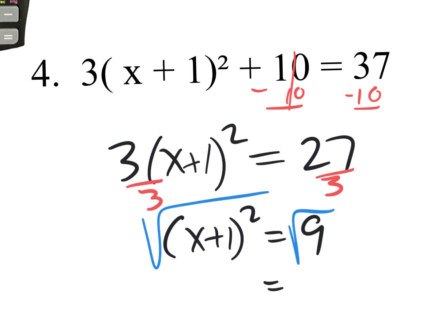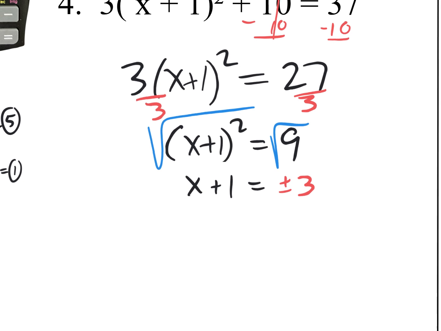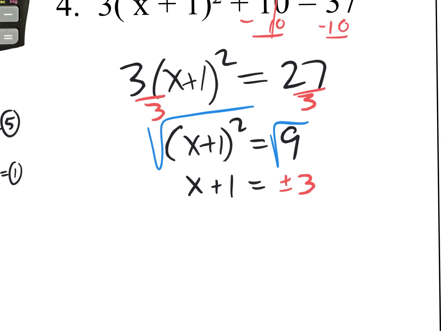But when you apply square root, what do you need to put in front of your answer? Plus or minus, right? So square root of 9 is 3, but you put a plus or minus. And on the left side, you just have an x plus 1 left over. No more square root, no more square, just the x plus 1. You still need to solve it. Get rid of that 1 by subtracting 1. We do to one side, do to the other.